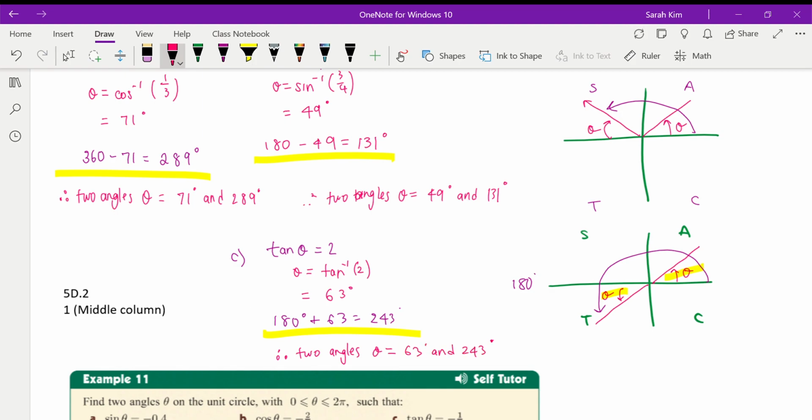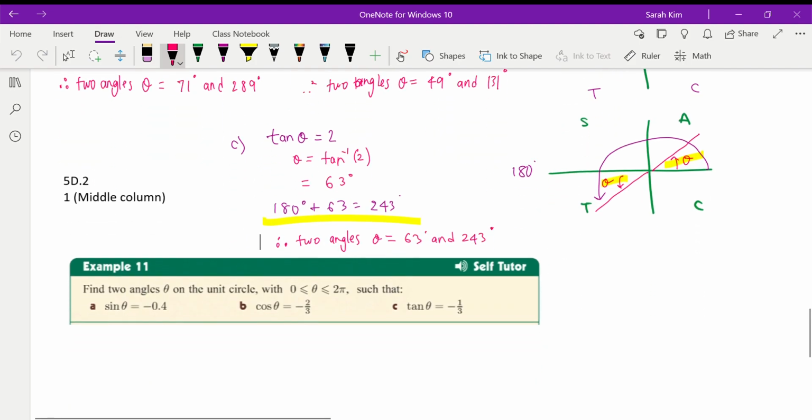Let me just double check the answers before I move on, just so they're right. 71 degrees, approximately 289. That's close enough. 49 and 131 approximately. Yep, fine. 63, and hopefully you can notice it changes a little bit. They obviously use a decimal point, so it's a little bit different. But that's pretty good. I like that.